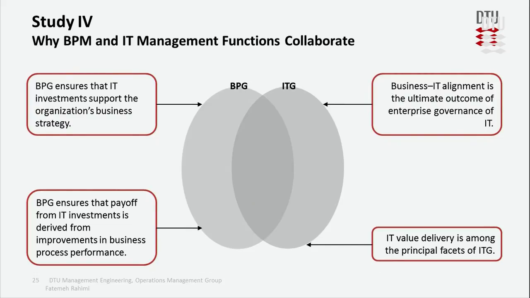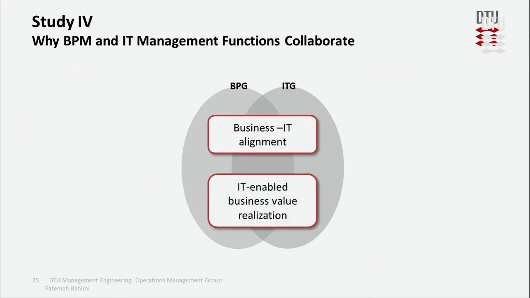In the first stage of this study, we conducted a comparative literature review on business process governance and IT governance. These analyses indicated that there are overlaps in the accountabilities specified within business process governance and IT governance. The overlap is mainly with respect to business IT alignment and IT-enabled business value realization. So this could answer why BPM and IT management functions collaborate.